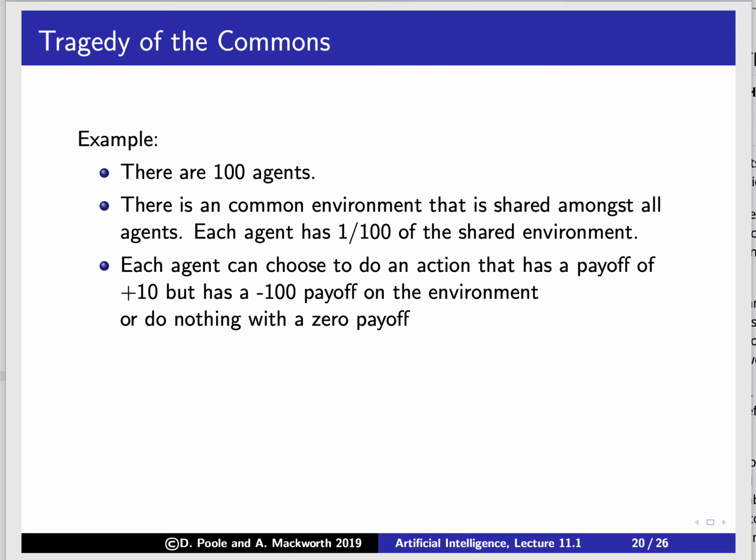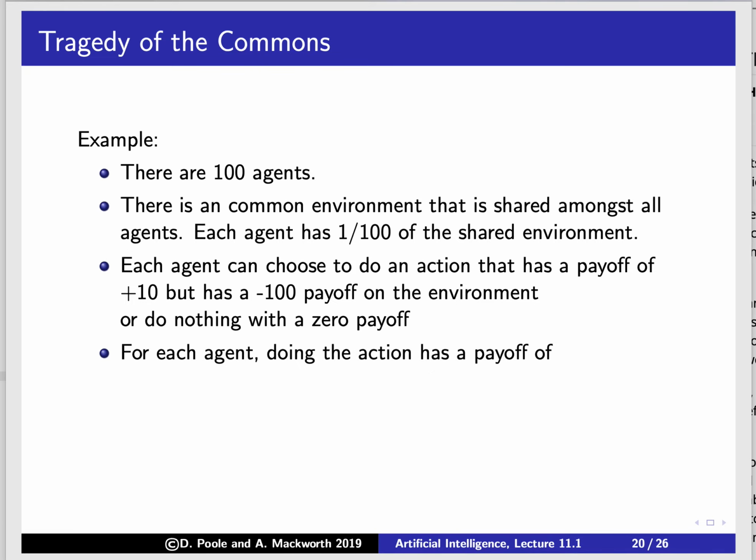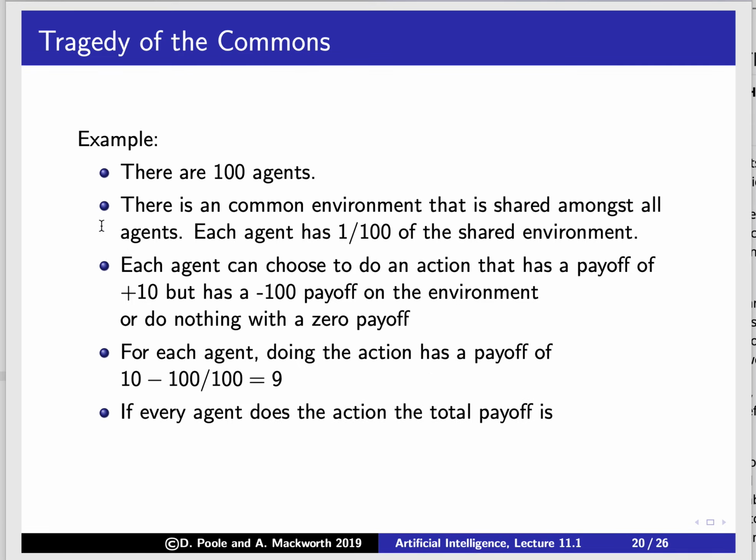So everyone acting greedily is bad for the environment. For each agent, doing the action has a payoff of 9. And every agent can think for itself that it's better off if they do the action. But overall, you're all much worse off, even after dividing by 100.